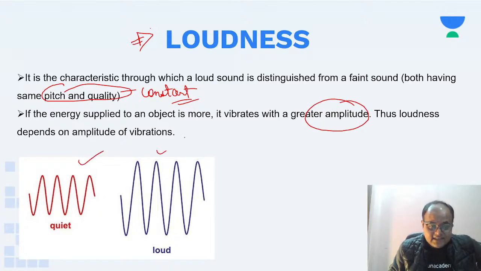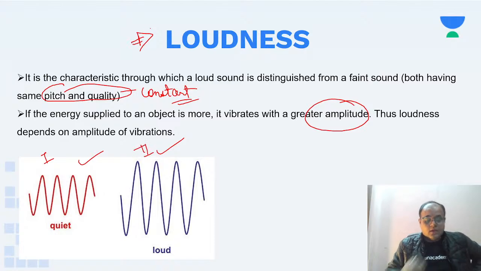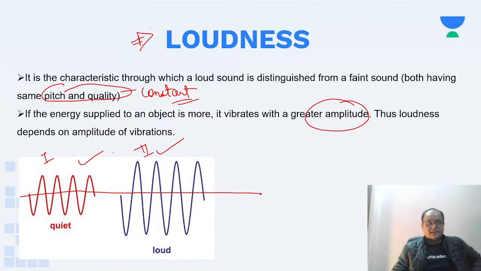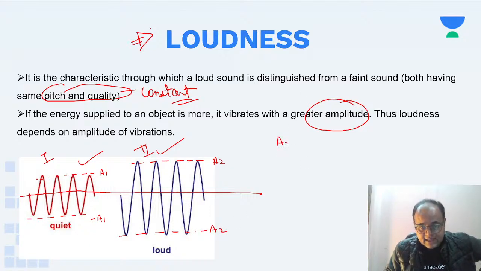You can clearly see the two waveforms. This is waveform 1, this is waveform 2. What is the difference between the two waveforms? If I draw a reference line, let us suppose this is a reference line. This is A1, amplitude 1. This is minus A1. This is A2. And this is minus A2. You can clearly see that A2 is greater than A1.